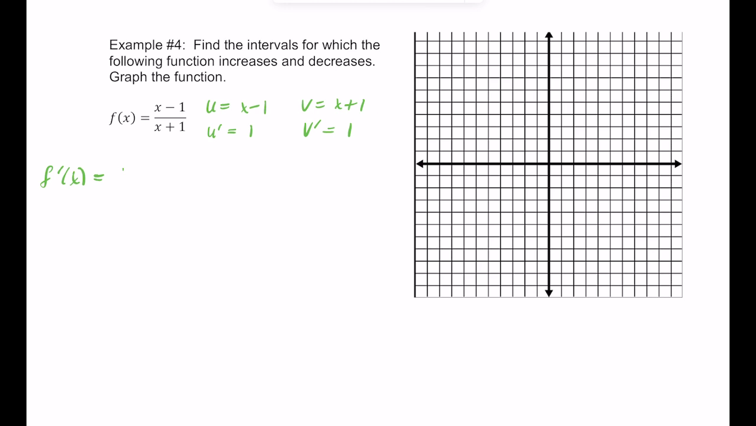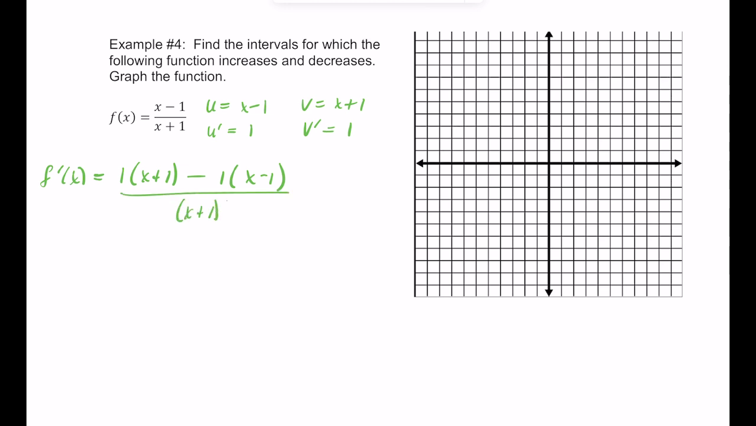So it's just going to be u prime times v, so that would be 1 times x plus 1, minus v prime times u, and then all over v squared. So if I clean up the top part, I end up with x plus 1 minus x plus 1. And the x's are just going to disappear. And you would get 1 plus 1, so you get 2 over x plus 1 squared. Again, we want to set this equal to 0, but it's never going to equal 0 because my numerator is a 2. So instead, I'm going to find where the derivative is undefined, and that would be in the denominator.